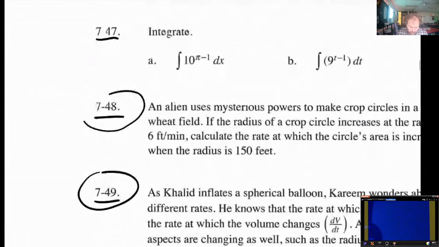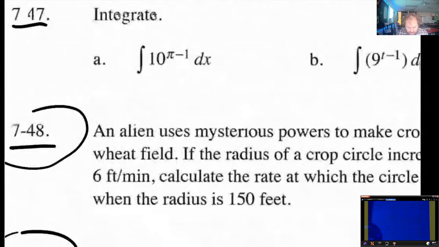Here we are. Now this first problem, the integral of 10 to the pi minus 1 dx. This is a constant. Do not be fooled by that. That is not a variable at all. That's just a number. So its antiderivative is 10 to the pi minus 1 times x plus C. That is all you really need to do in that problem. Stick an x on it because 10 to the pi minus 1 is just a number. It's not a variable at all.